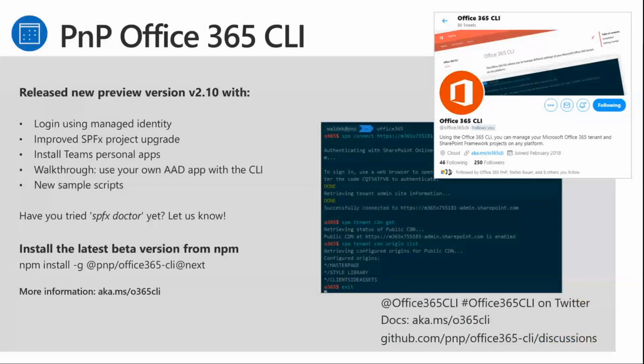Now, quick recap on the Office 365 CLI. The new release is the new preview version of 2.10, logging using managed identity, improved SPFx project upgrade, and the most widely used command in the CLI. It's super powerful. Install Teams personal applications using the commands, walk through, use your own AAD application with the CLI. I think Gary actually wrote this one, so great work on that. And new sample scripts and SPFx Doctor, super awesome command for you as well.